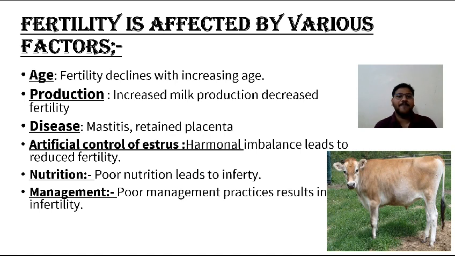Friends, let us discuss the factors affecting infertility. It includes various factors such as age, production, diseases, artificial control of the estrus, nutrition, and managemental factors. Age: fertility declines with increasing age. Production: an increase in milk production leads to decreased fertility. Diseases like mastitis and retained placenta also lead to infertility. Artificial control of the estrus, in which hormonal imbalance in the cattle leads to reduced fertility. Nutrition: poor nutrition in cattle leads to infertility. Managemental factors: poor managemental practices result in infertility.